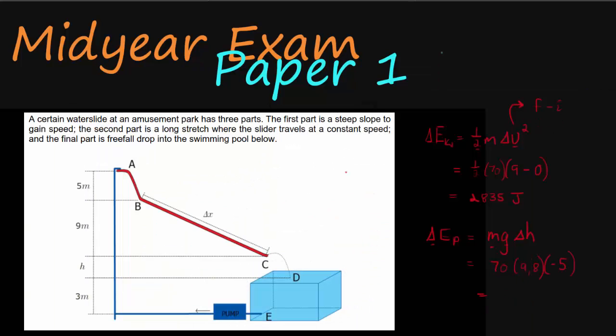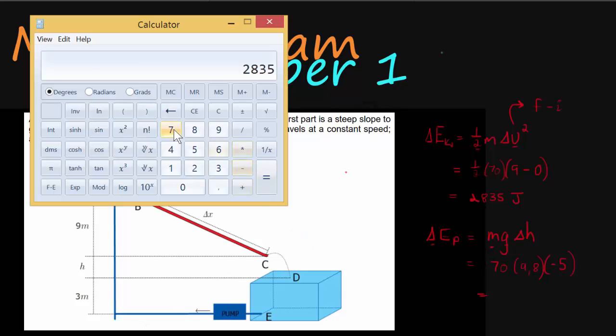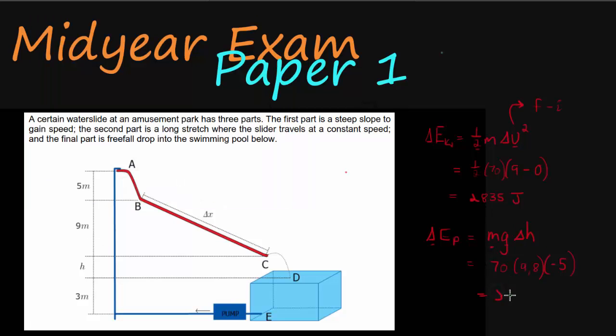And so if we calculate that, that is 70 times 9,8 times 5, there we go, equal to negative 3,450 joules. So minus. So that means he's losing potential energy. And this means he gained kinetic energy. And it makes 100% sense because as he's losing potential energy, the potential energy is converted to kinetic energy.